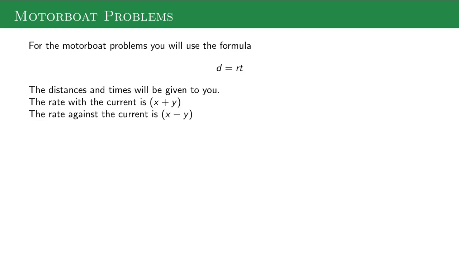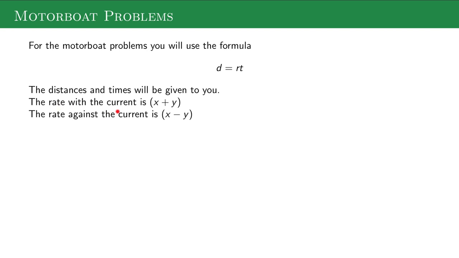The other type of problem you might get is a motorboat problem. That's like a boat going up the current with it and against the current. You're going to use the formula D equals RT. This is a common formula from physics. The distances and the times are going to be given to you. So they went 20 miles in 2 hours or something like that. And the rates are going to change.